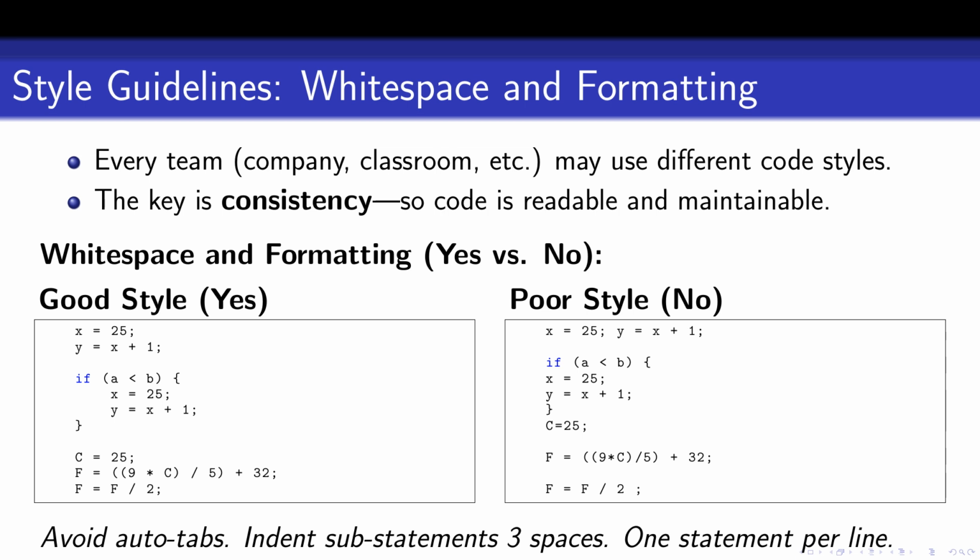Also, avoid using tabs for indentation. Instead, indent your substatements with 3 spaces to keep everything consistent across different text editors. This kind of visual clarity makes your code much easier to follow and debug, especially when you revisit it later or collaborate with others. Even small formatting choices can make a big difference in how professional and readable your programs feel.